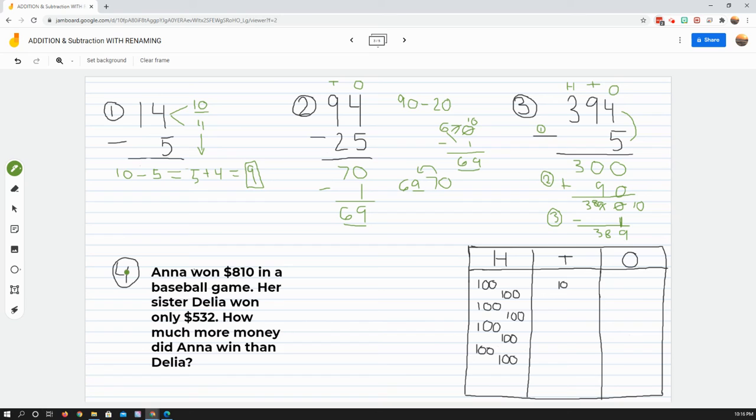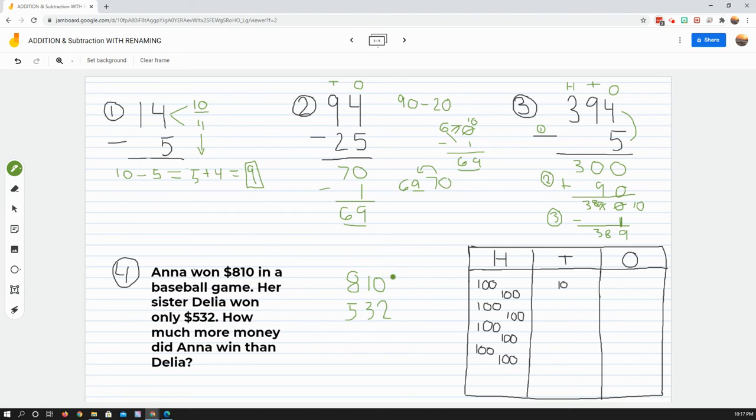So let's do exercise number 4. Exercise number 4 says Anna won $810 in a baseball game. Her sister Delia won only $532. So, how much more money did Anna win than Delia? So, I'm just going to write those numbers here, 810 and 532. So we have to figure out how much more money did Anna win.